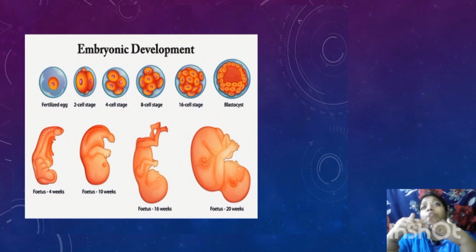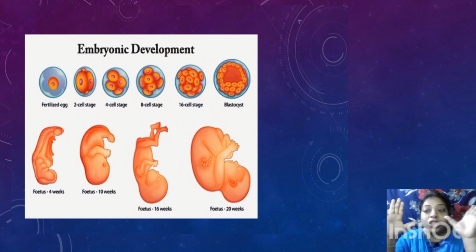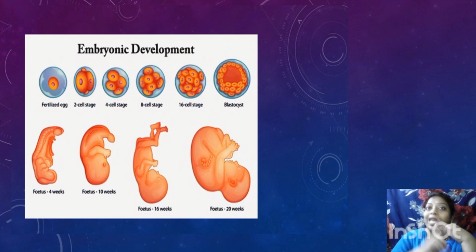Now we are going to the third week, where gastrulation takes place. What takes place here? The gastrulation takes place in the third week, especially in the inner cells. The inner cells, or the embryo, start to differentiate into three important layers. The first one is the ectoderm, the second one is the mesoderm, and the third one is the endoderm.